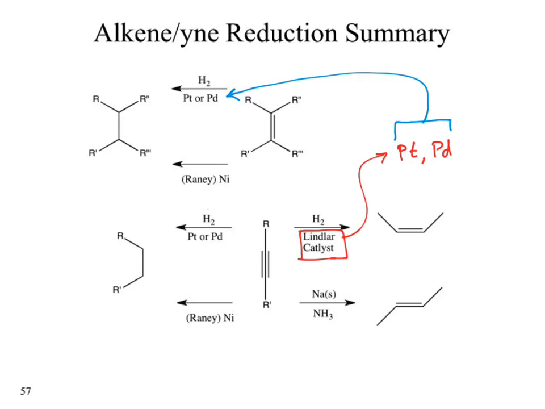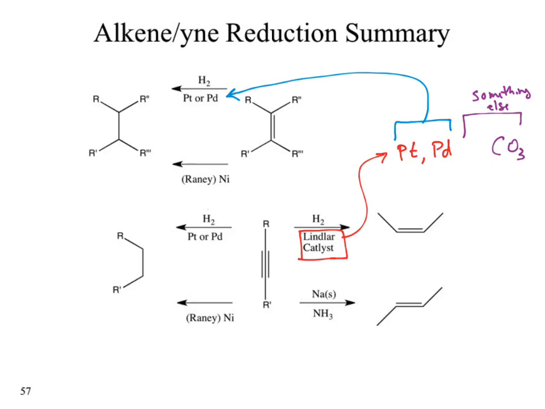Yes. What makes Lindlar's catalyst so special is it's not just platinum and palladium. We're adding something else. What is that something else doing? Changing the reactivity, preventing the alkene from reacting. What is that something else? It's usually some kind of carbonate. So really, if you see platinum and palladium with something else, that's putting you into the Lindlar's catalyst category, and you should be stopping at the alkene.